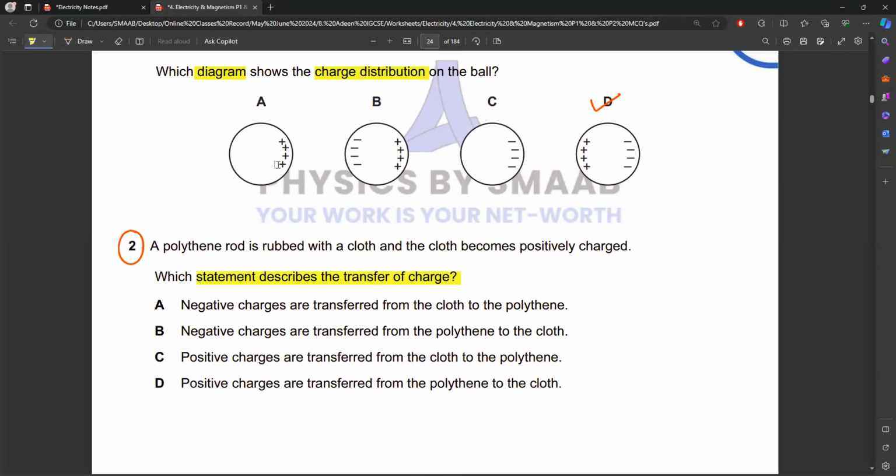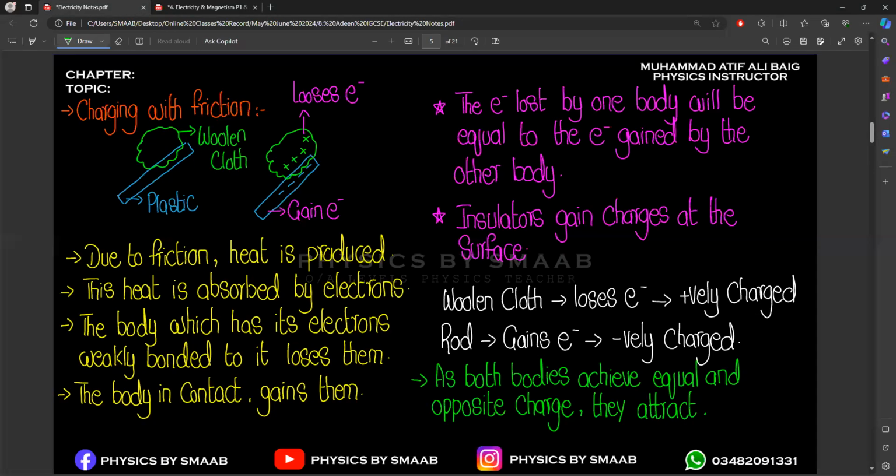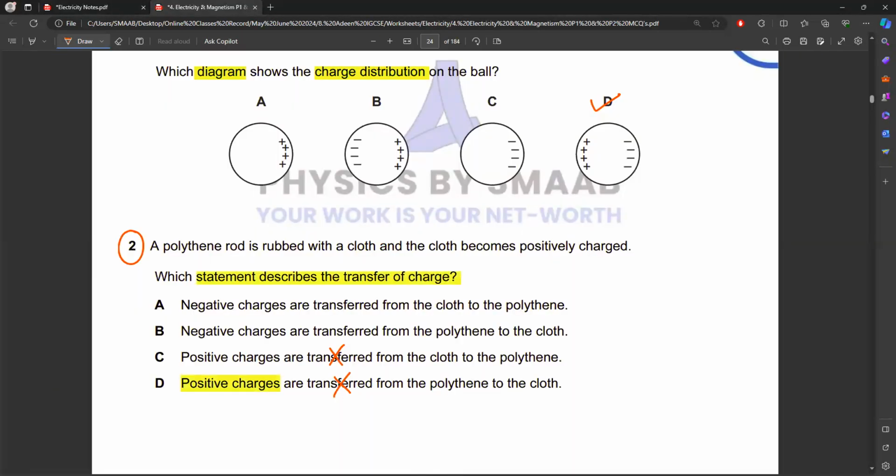Again, this is the mistake in our questions, that we take the reference from positive charge, right? Positive charge will never transfer, so never take the reference from positive charge. It's A. Negative charges are transferred from the cloth to the polythene because the cloth is positively charged.